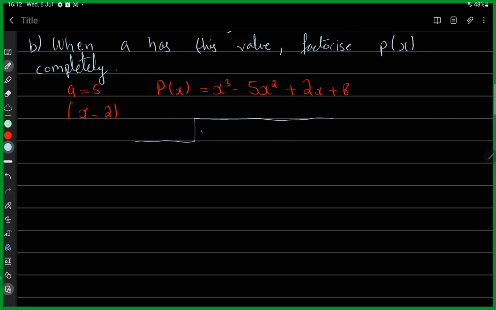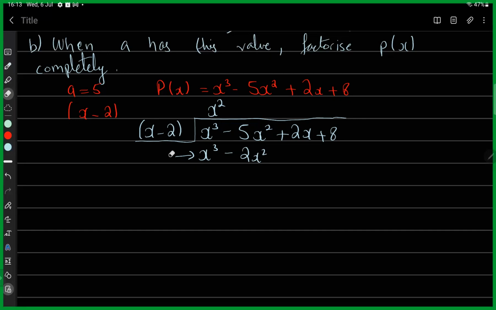All right, so it is x cubed minus 5x squared plus 2x plus 8, and the factor is x minus 2. I need x cubed here, so I will plug in x squared here. I would get x cubed minus 2x squared, then I'll take the difference. These two would be cancelled and I would get minus 5x squared plus 2x squared. So it would give me minus 3x squared, okay?